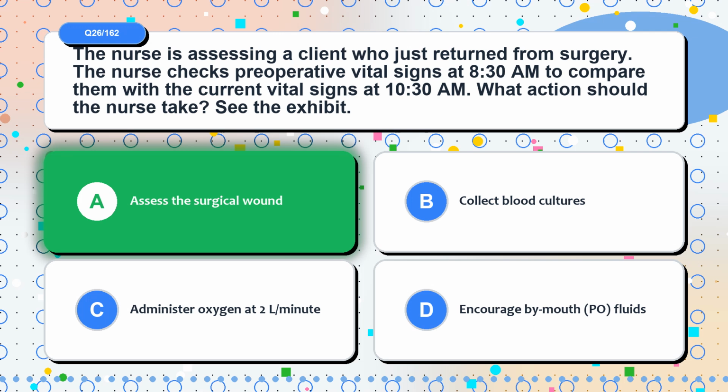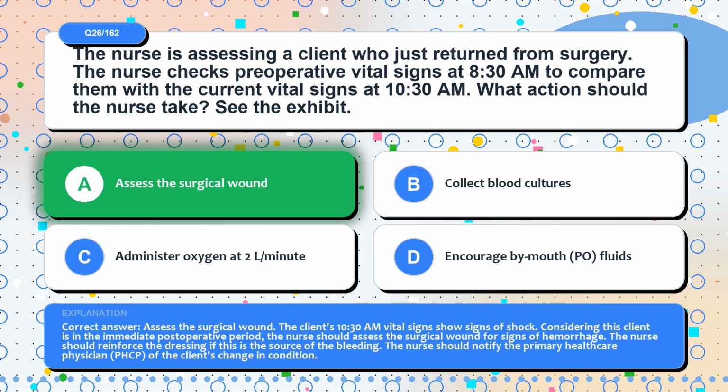The correct answer is option A. Assess the surgical wound. The client's 10:30 a.m. vital signs show signs of shock. Considering this client is in the immediate post-operative period, the nurse should assess the surgical wound for signs of hemorrhage. The nurse should reinforce the dressing if this is the source of the bleeding. The nurse should notify the primary healthcare provider (PHCP) of the client's change in condition.